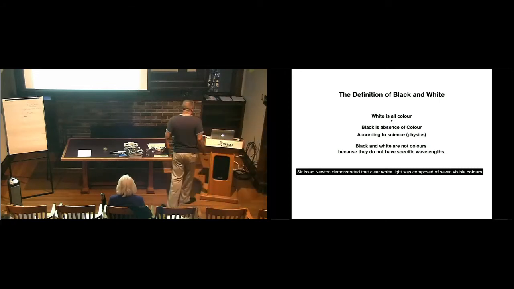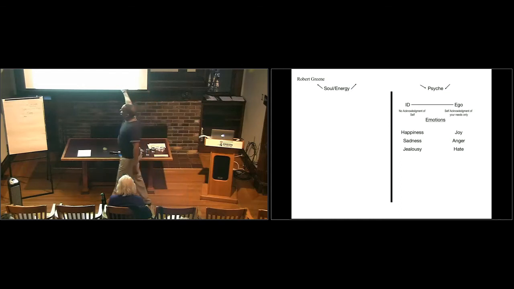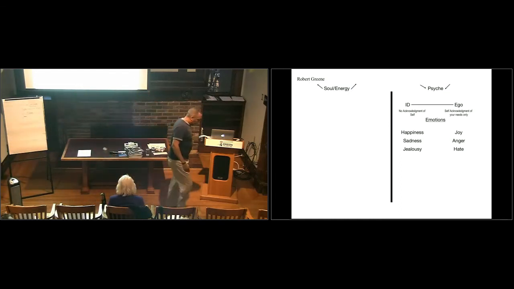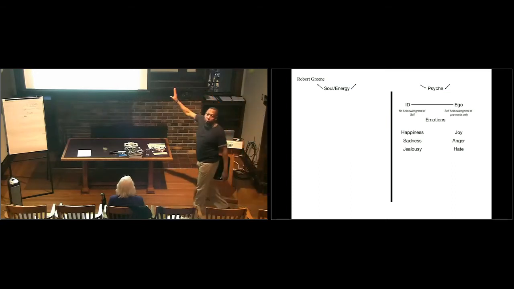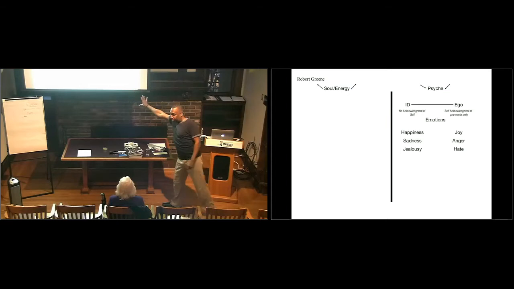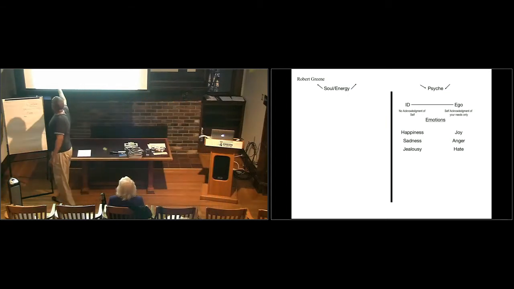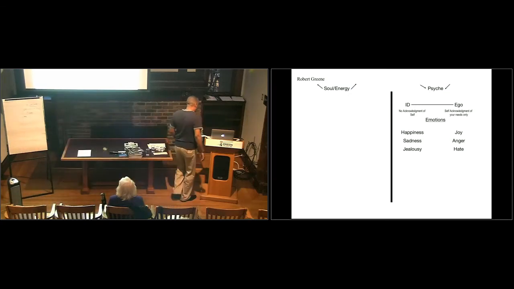So, we know we cannot house love here, because this is where emotions are housed. But most people, remember I said most people get love incorrectly? Most people house love here. And I'm going to show you why this is dangerous, okay? But the only other place is here. So, in the soul, or where our energy is, we find love.